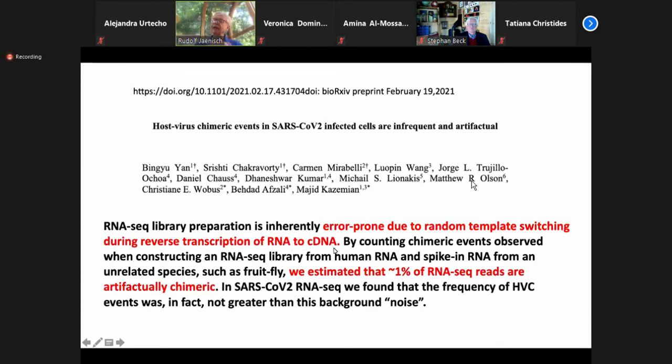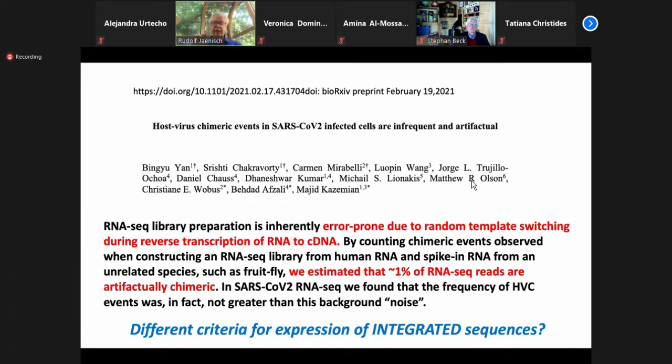So the RT jumps between templates. And they estimate that 1% of the RNA sequence reads are artifactual chimeric. So our conclusion based on these chimerics was absolutely non-tenable. It was an artifact. I have to be honest about this, and as I said, I regretted deeply that we ever put this in this preprint. So we were under a big pressure to solve that.